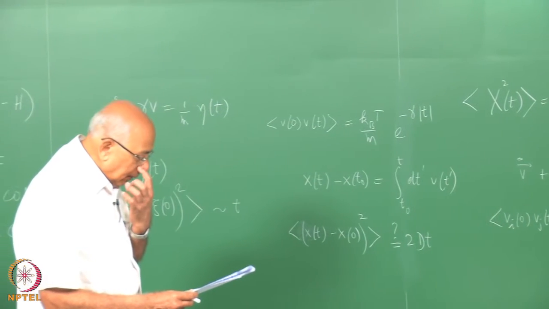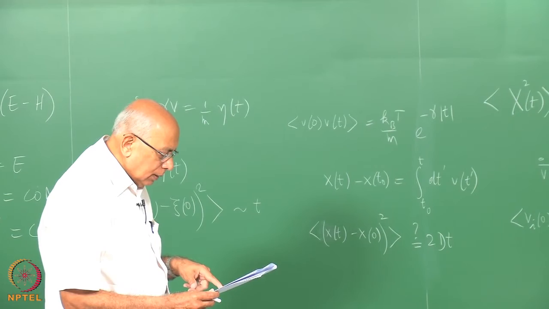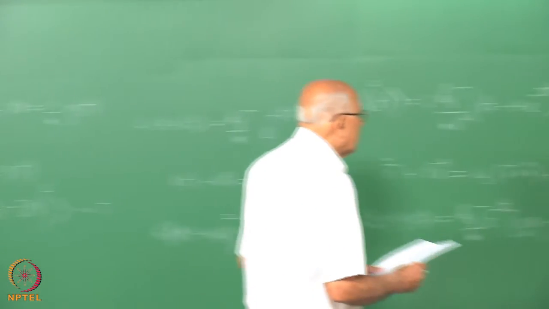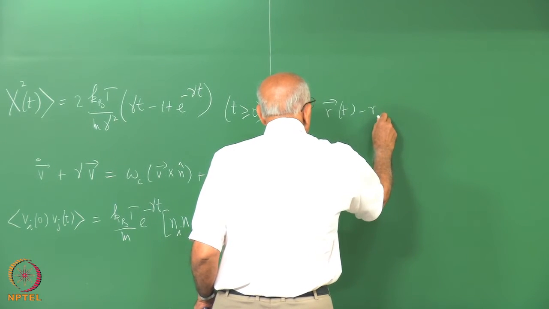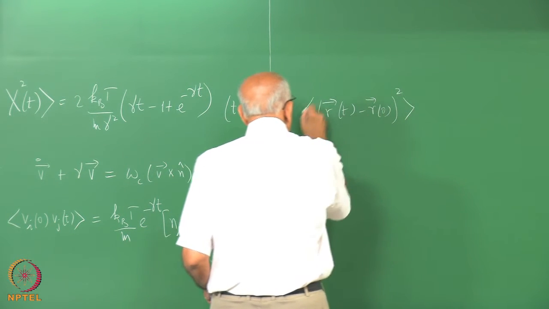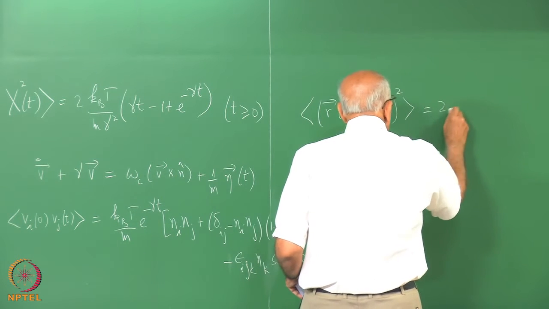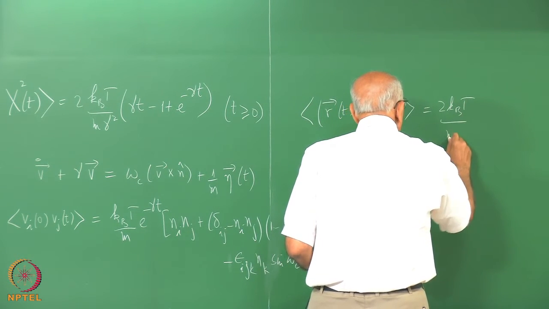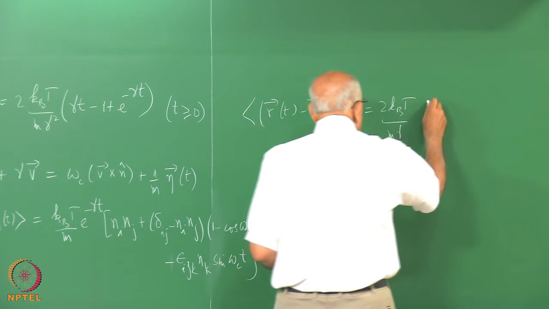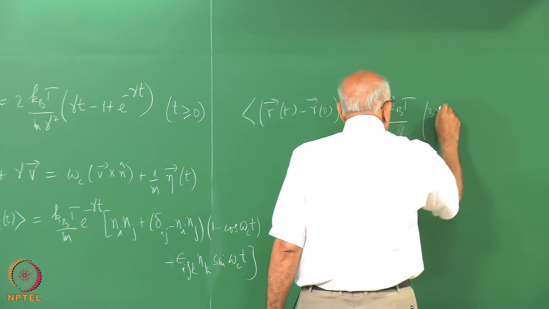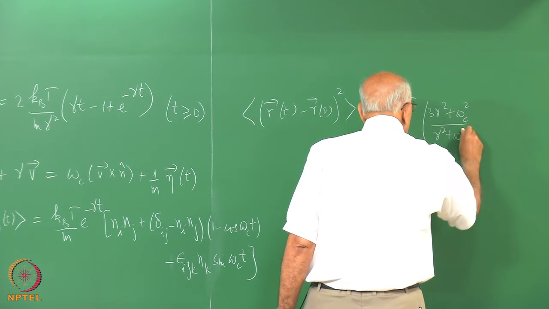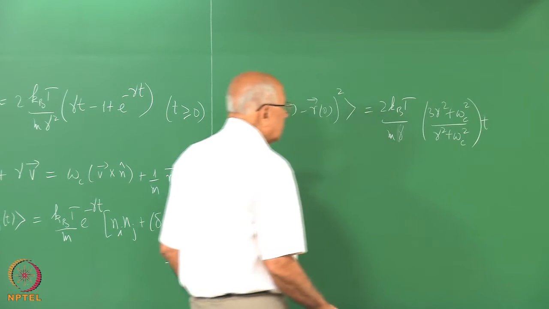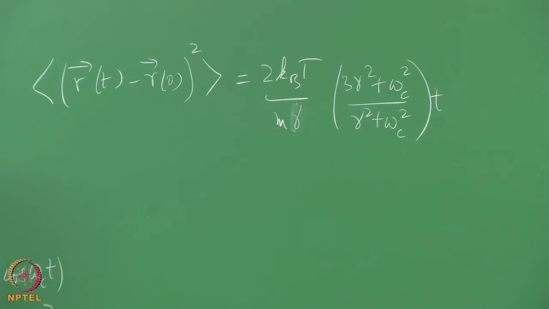Then for the same problem in the magnetic field, the mean square displacement, there is a formula given for it and the statement is whether the displacement r of t minus r of 0, whole square, this is just the dot product with itself, whether this thing here is 2 k Boltzmann T over m gamma times a factor involving gamma squared plus omega c squared over gamma squared plus omega c squared, times t. The question is whether this is true or false.